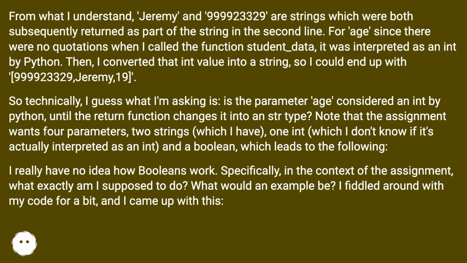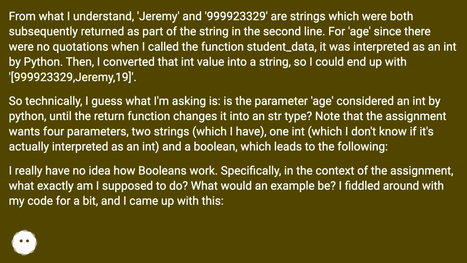Note that the assignment wants 4 parameters: 2 strings, which I have, 1 int, which I don't know if it's actually interpreted as an int, and a boolean, which leads to the following. I really have no idea how booleans work. Specifically, in the context of the assignment, what exactly am I supposed to do? What would an example be?